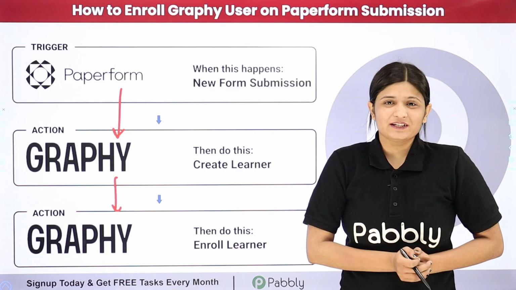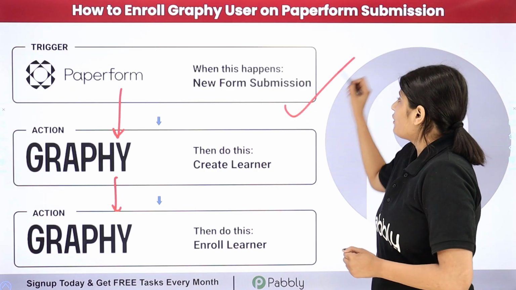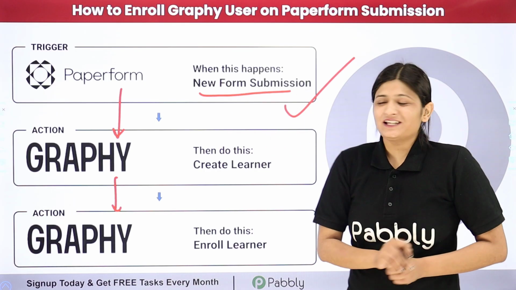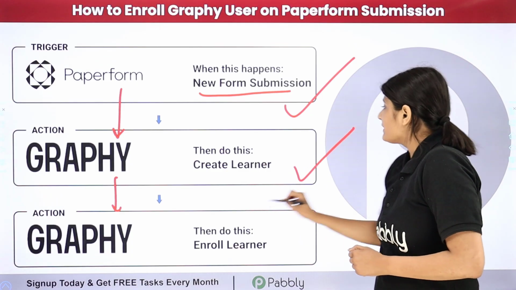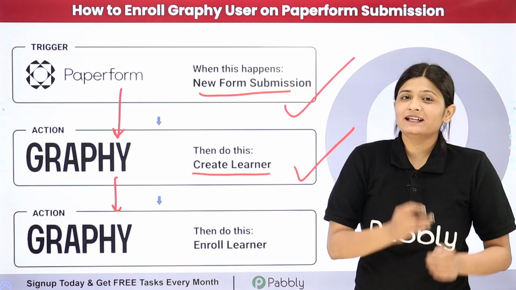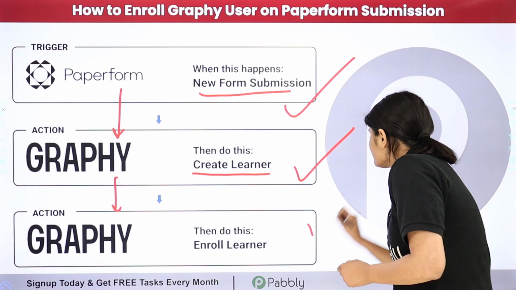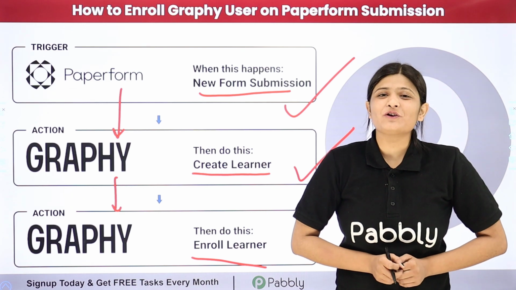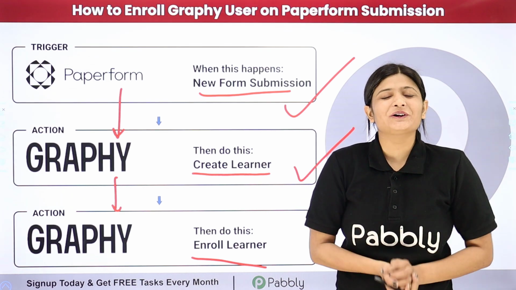Here as my trigger application, I am going to take Paperform from where I will receive new form submission, and then in my action application, I am going to take Graphy where this learner will be created automatically, and then again Graphy where this learner will be enrolled in that particular course. If you want to learn this amazing automation step by step, then let me take you all to my screen.